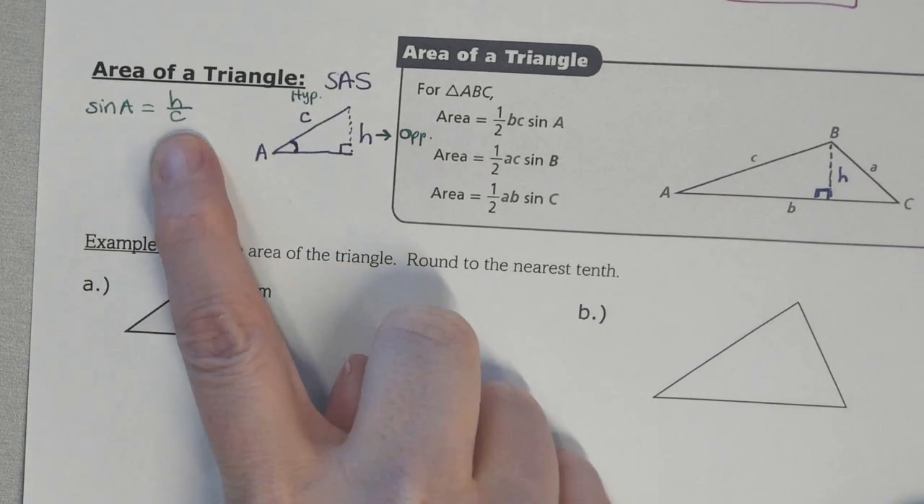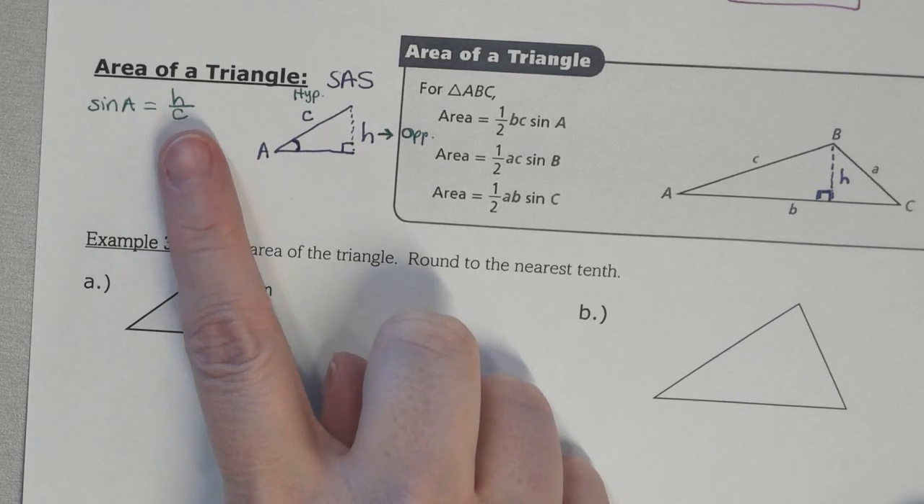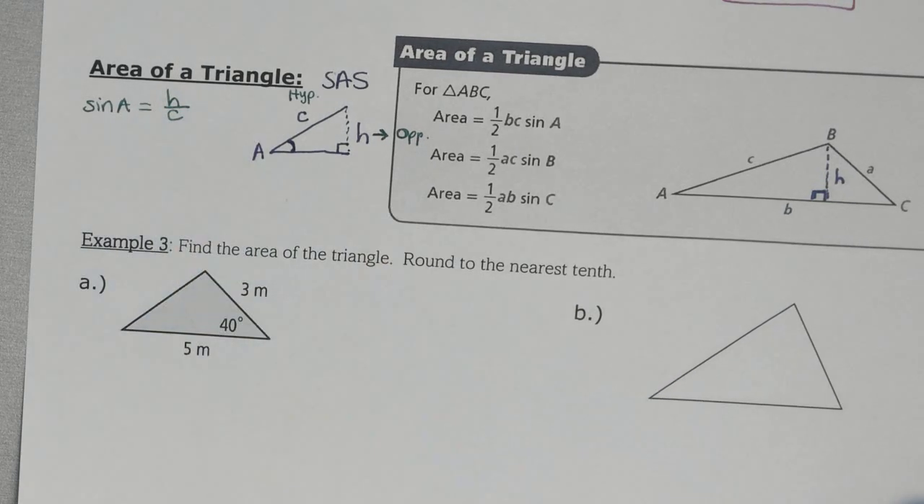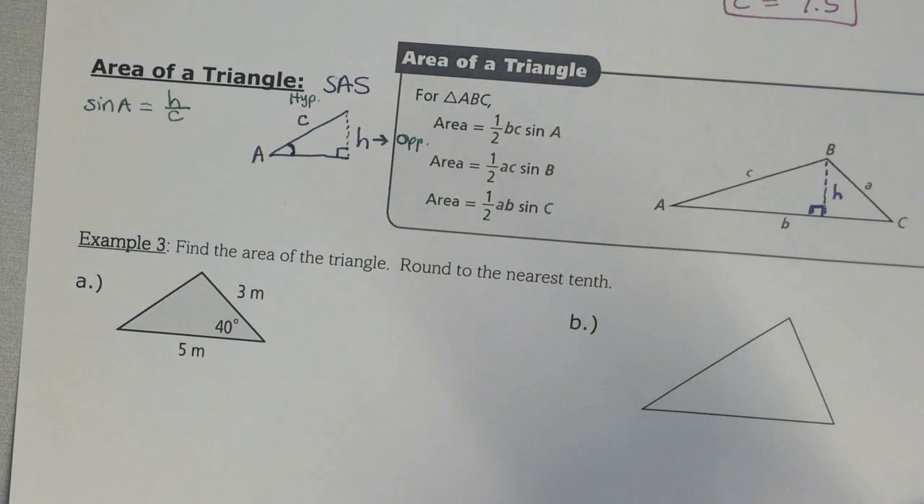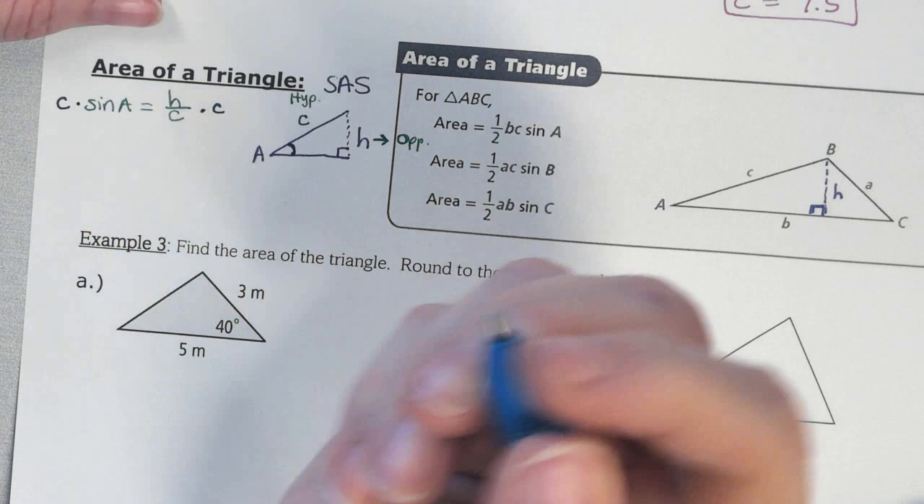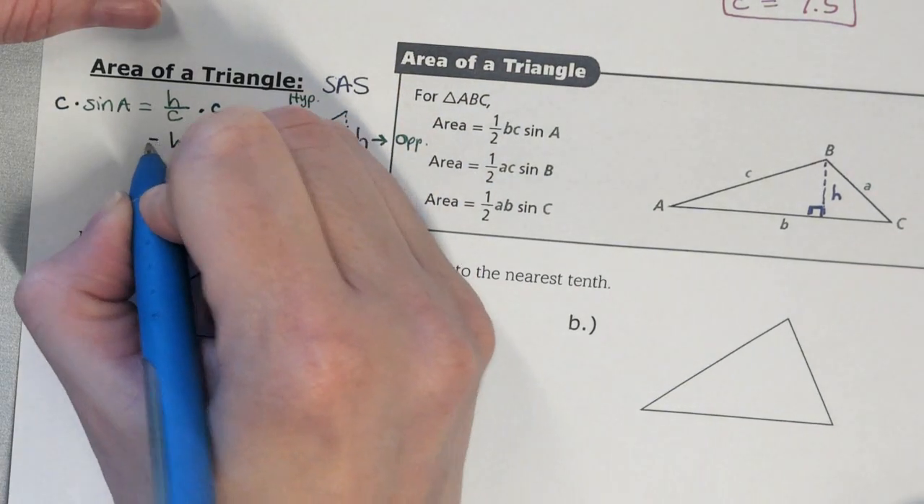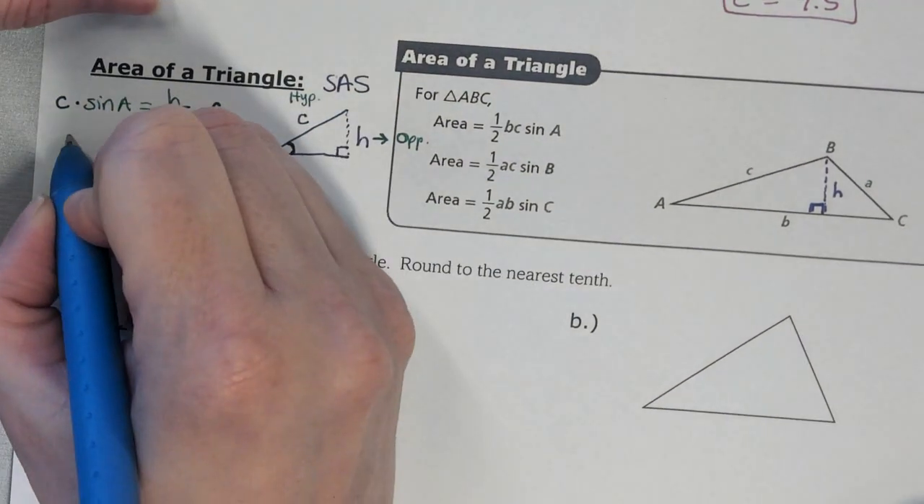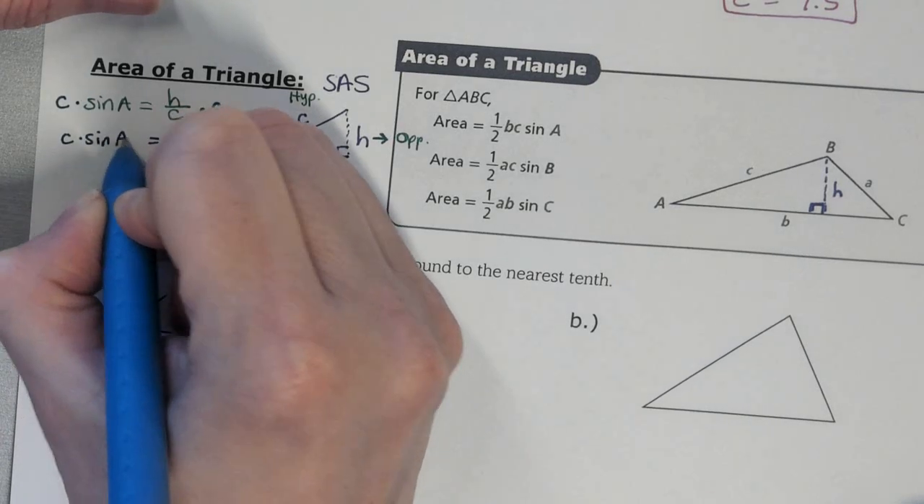Okay, so let's solve this for the height. If I were to get the height by itself, what would I do to both sides? Yes, okay, so if I multiply both sides by C, then what I have is that the height is equal to C times the sine of A.